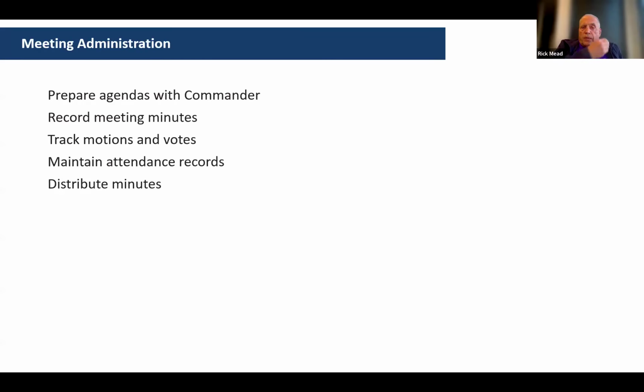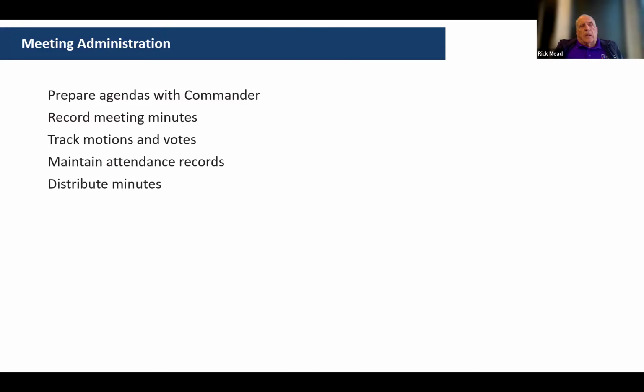Preparing agendas with the commander or whoever the meeting is for. In my case, I work with both the commander for minutes or for meetings, and also with our finance chair for finance committee meetings. Record those meeting minutes, track motions and votes, maintain attendance records, and distribute minutes.